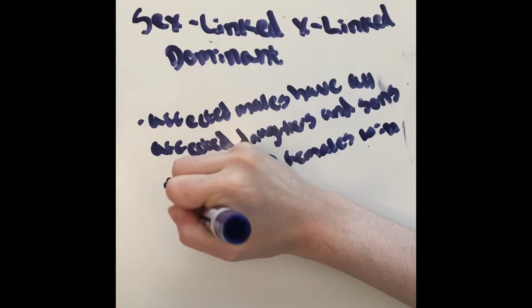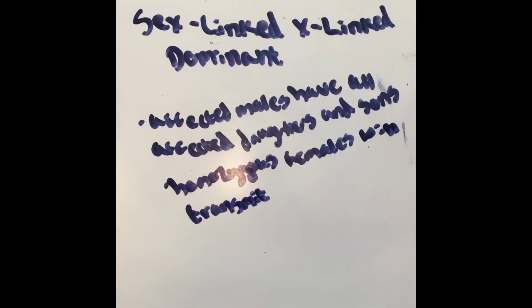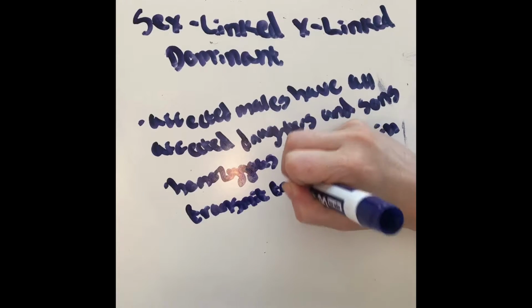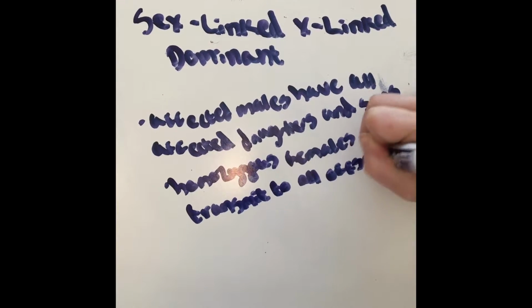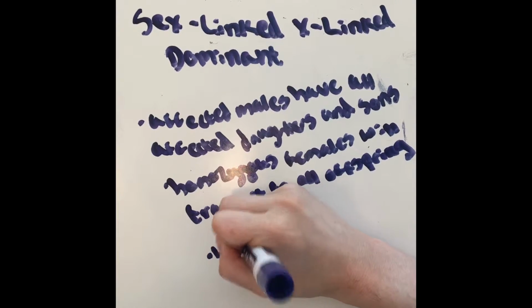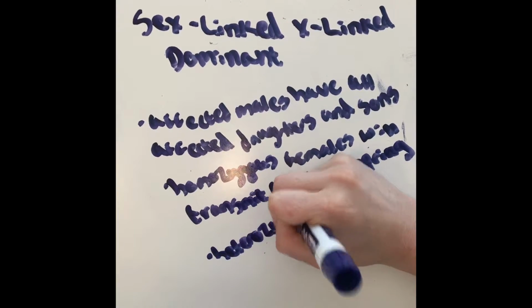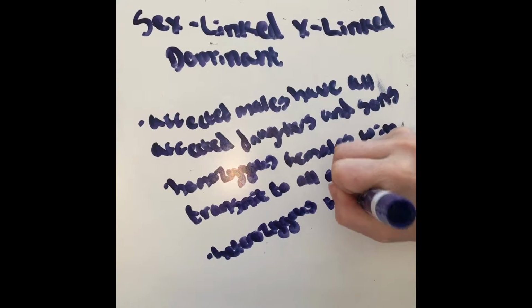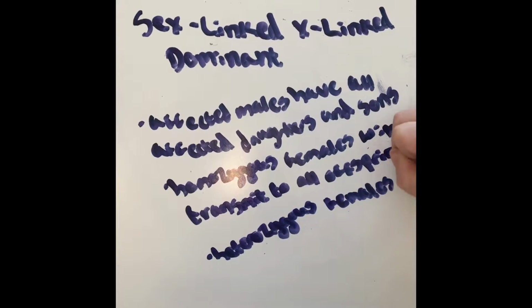Sex-linked X-linked dominant is when all affected males will have all affected daughters and all affected sons. Homozygous females will transmit to all offspring, and heterozygous females will transmit to 50% of all offspring, equal amounts males to females. An example of a sex-linked X-linked dominant disorder is hypertrichosis.